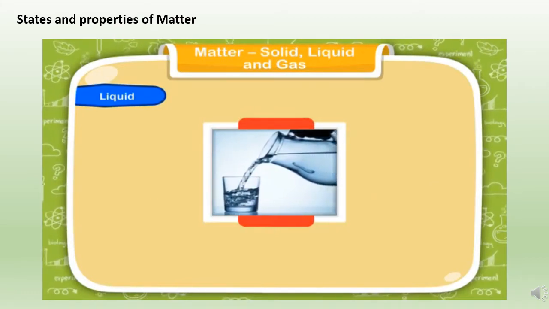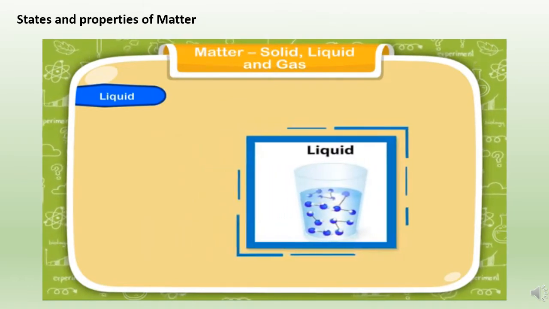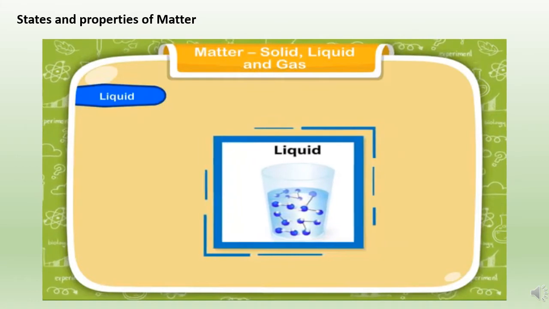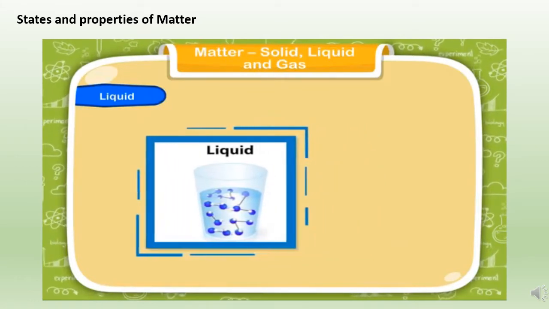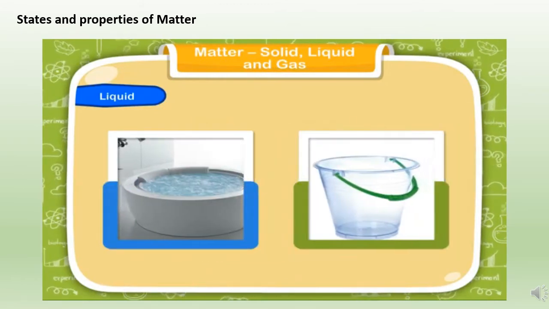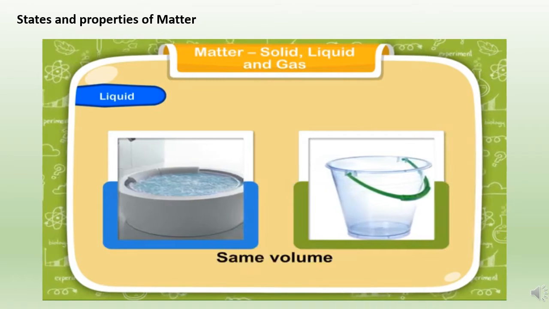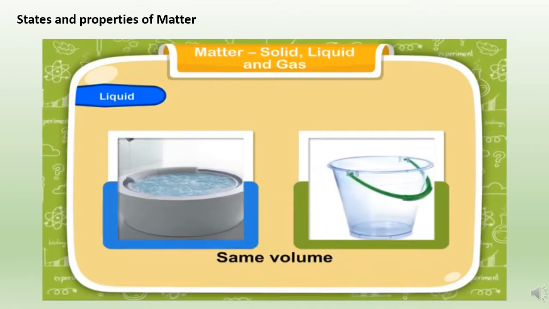They can flow. In liquids, the molecules are loosely packed and have space between them. The molecules can move around a little freely. Liquids have a fixed volume. 1 liter of water will remain 1 liter whether you pour it in a tub or in a bucket.